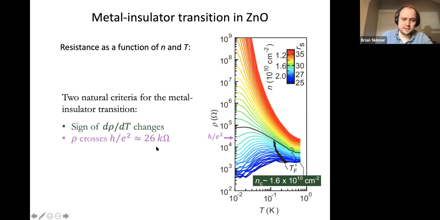Another criterion you can use is to look for where the resistance crosses the quantum of resistance, h over e squared, about 26 kiloohms. And that happens right about here, at a very, very similar density. I don't want to make this too exact; the sample isn't exactly square anyway. But the point is that these two possible ways of diagnosing where the metal insulator transition happens both give about the same density, 1.6 times 10 to the 10, which corresponds to rs equals 30, which is more or less exactly where it was predicted.